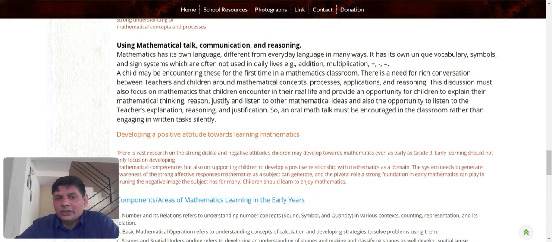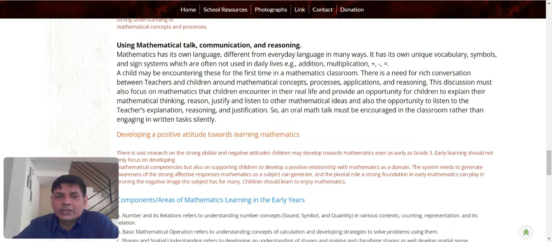Using mathematical talk, communication, and reasoning can help children learn at the foundational stage. Mathematics has its own language, different from everyday language in many ways. It has its own unique vocabulary, symbols, and signs, symbols which are often not used in daily lives, like addition, multiplication. You can see here a child may be encountering these for the first time in a mathematics classroom.